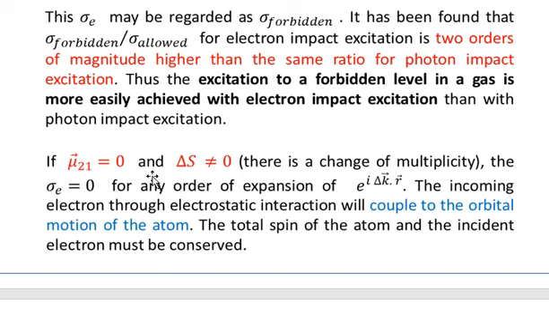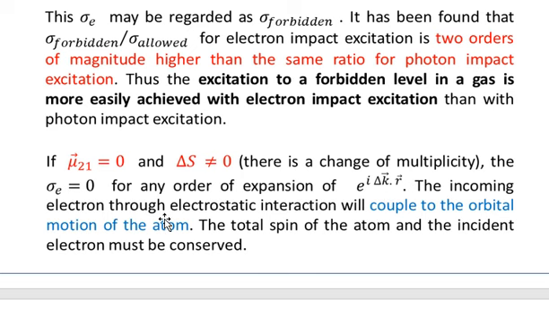So if mu to 1 is equal to 0 and delta S is not equal to 0, that is, there is a change of multiplicity when the transition is done from the ground level to the upper laser level, then of course sigma E, the electron impact cross section, will be equal to 0 for any order of expansion. So all the terms in the expansion will contribute 0.